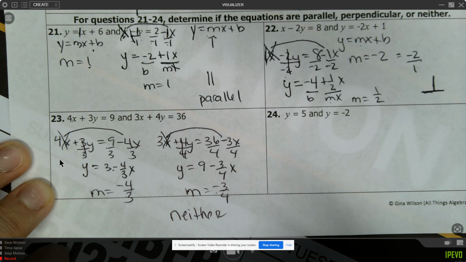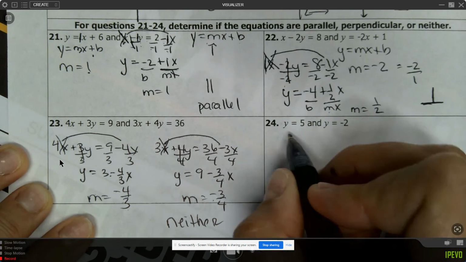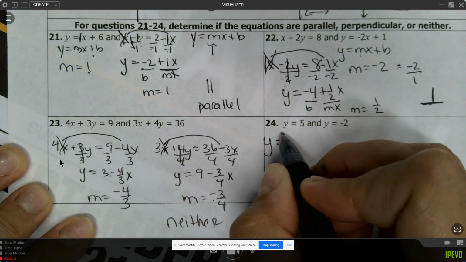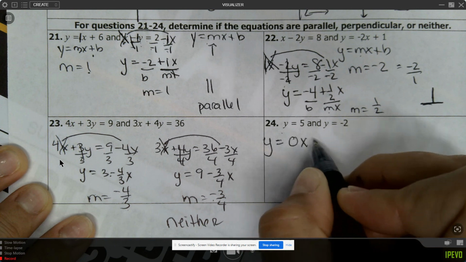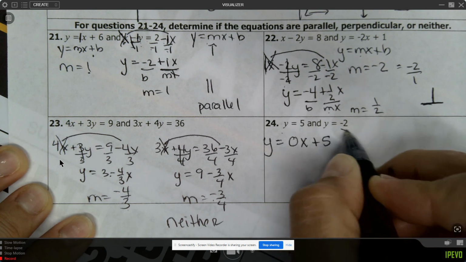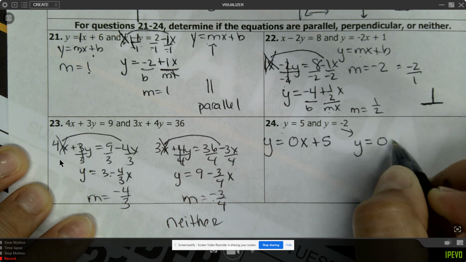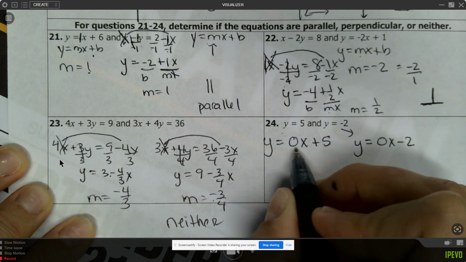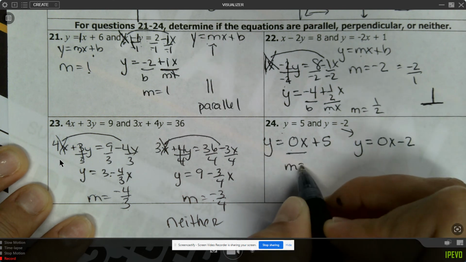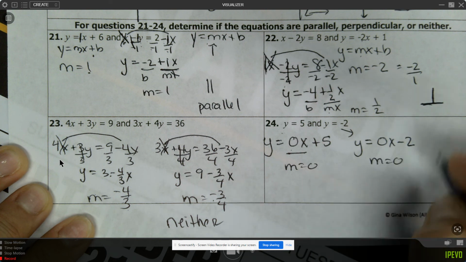Okay. All right, this one's pretty easy. If you have y equals, what they're saying is your 0x plus 5. And if you have y equals, you have 0x minus 2. So if you have a 0x and a 0x, that means your slope is 0 on both of them. So these lines are parallel.